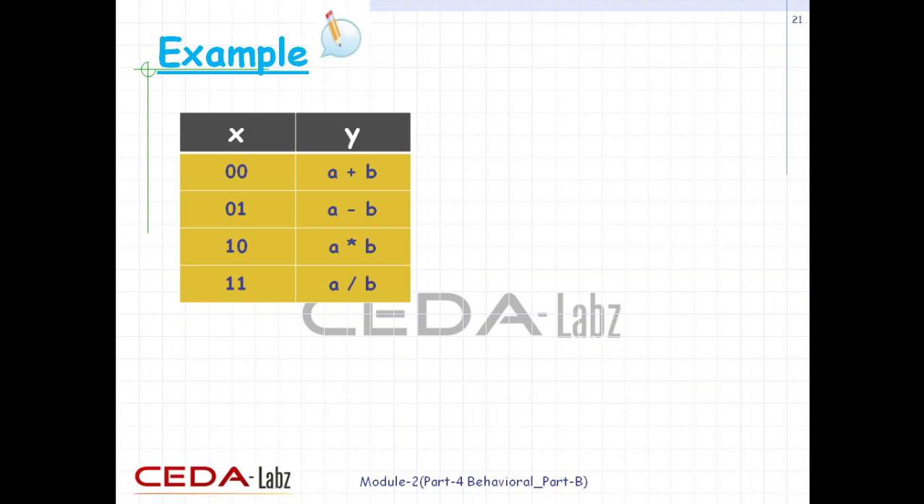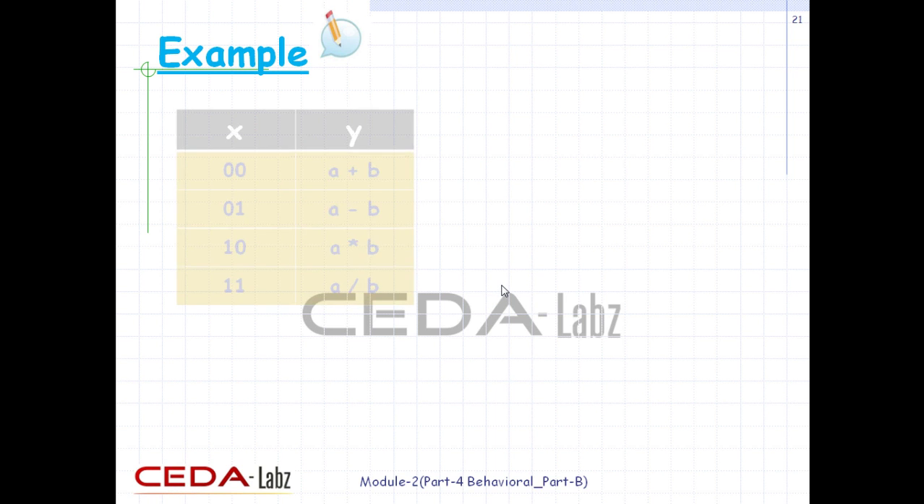Here is a simple example of an ALU, showcasing usage of the if-else statement. Here we have four cases. When x is 0 0, y should add the values of a and b. If x is 0 1, subtraction should be done. If x is 1 0, multiplication should be done. And if x is 1 1, division should be done.